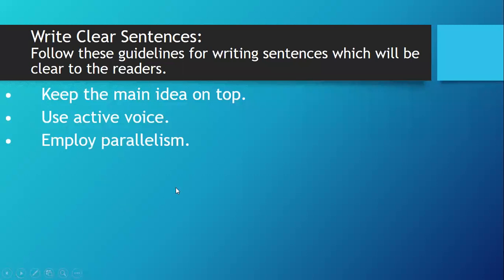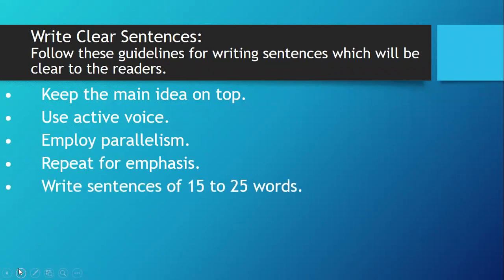Parallelism, we've discussed this before, but we have to employ it. We will go through each one in detail now. And we have to repeat for emphasis sometimes. Our sentences can consist of between 15 and 25 words. That is just an average guideline. There's no rule to say how many words your sentences must have. Sometimes we cannot help our sentences being about 30 words. And sometimes we want to say something short, so we will have a sentence of 10 to 12 words, or 9 or 8 words, right?